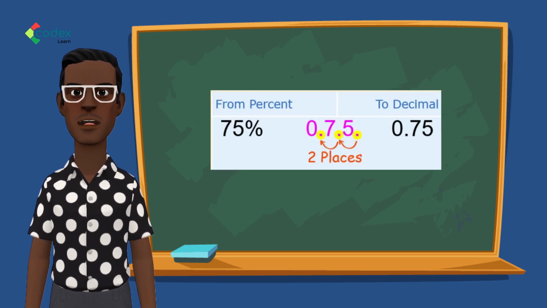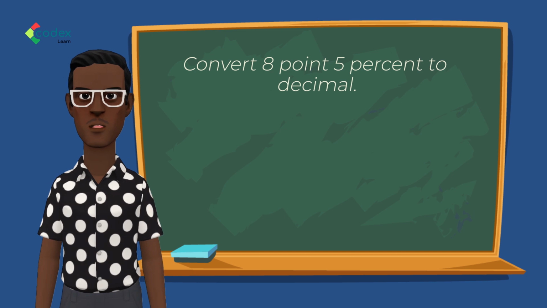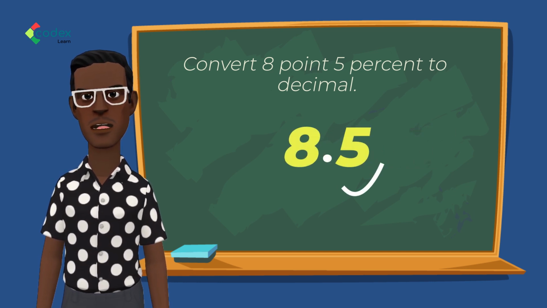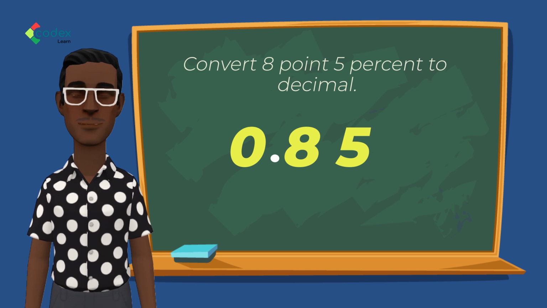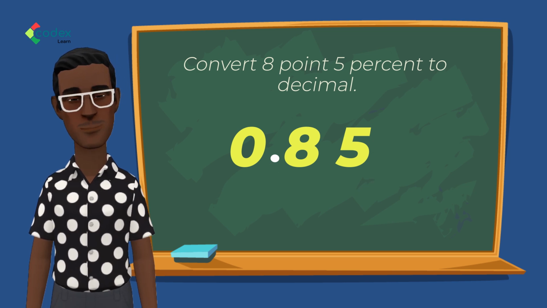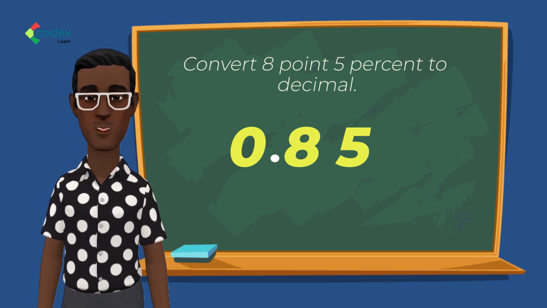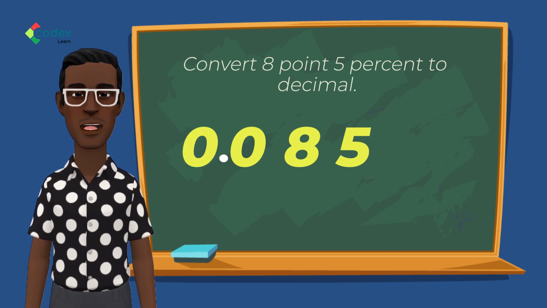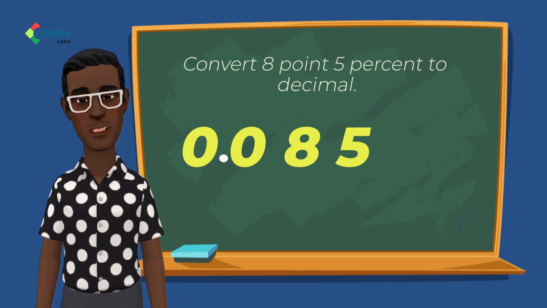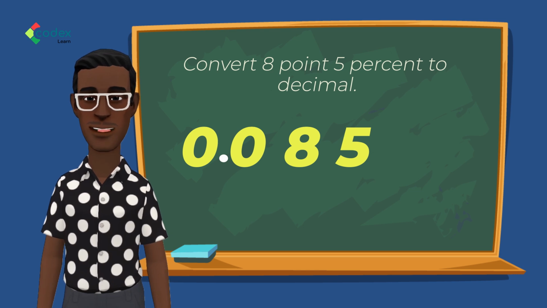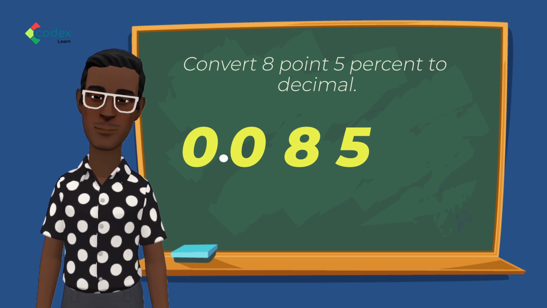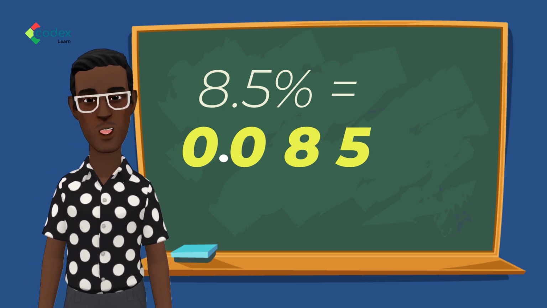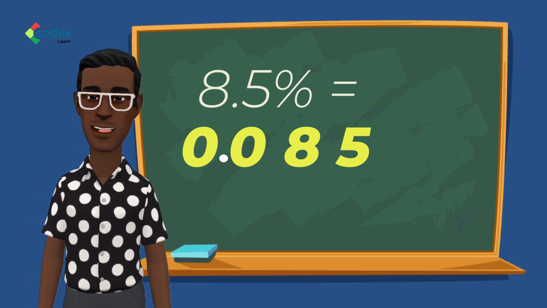Let's see more examples. Convert 8.5% to decimal. Move the decimal point 2 places to the left, twice. So 8.5 gives us 0.85 for the first move, and then 0.085 for the second move. But notice how we inserted an extra 0, just as we need to. So 8.5% is 0.085 in decimal.